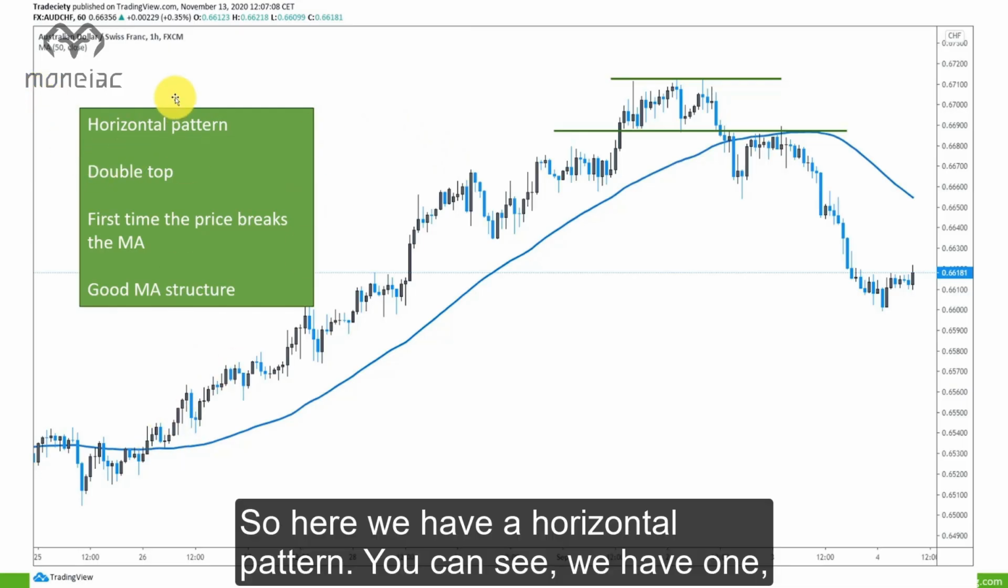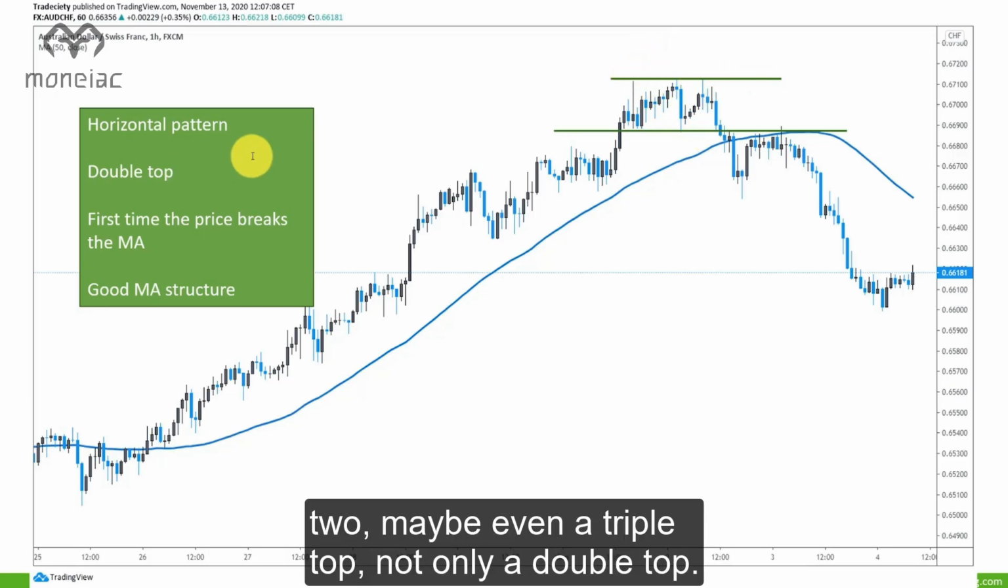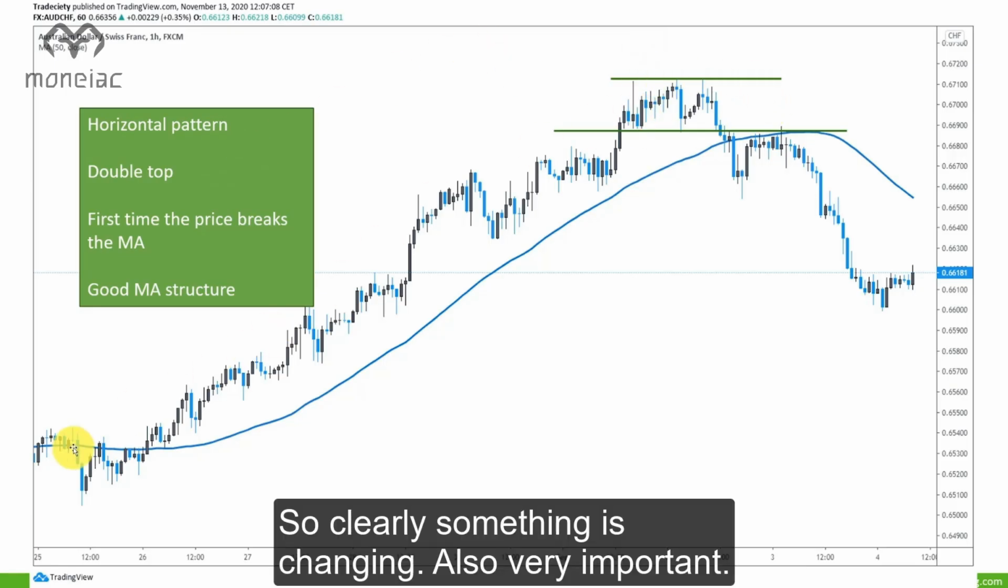So here we have a horizontal pattern. You can see we have 1 and 2 swing points here. So we have 2 support levels. We have 1, 2, maybe even a triple top, not only a double top. So clearly something is changing.